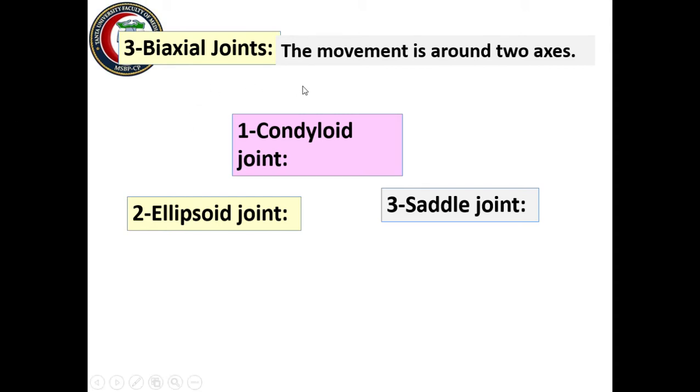Now we'll complete the types of synovial joint. The biaxial joint is the joint that has two axes. There are three types in the biaxial joint: condyloid joint, ellipsoid joint, and saddle joint.